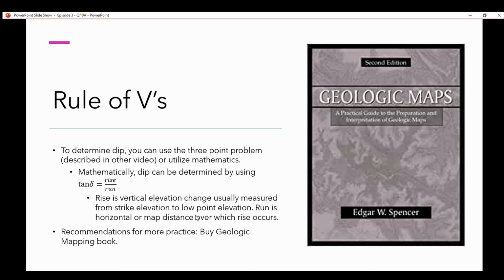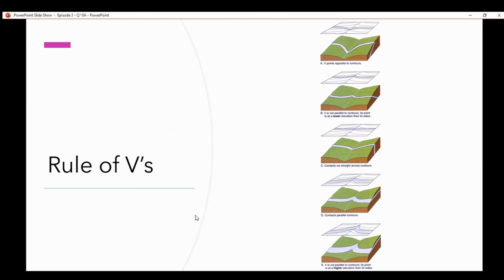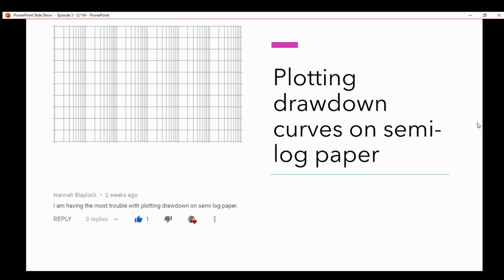Okay, and then this is just another graphic to show the rule of V's. You could pause it if you want and check these out. Good visual. So the third question that we were asked was plotting drawdown curves on semi-log paper.